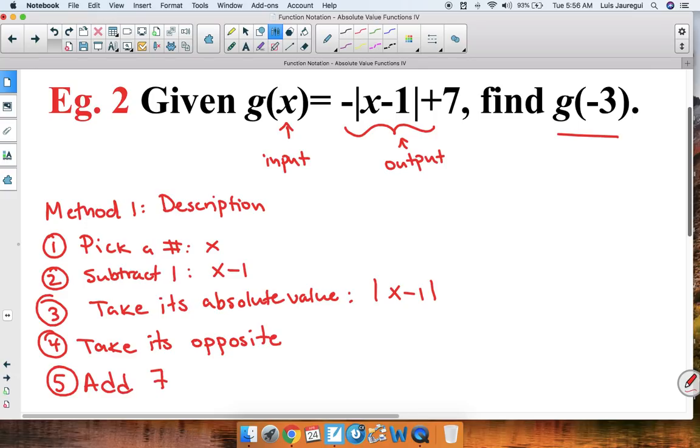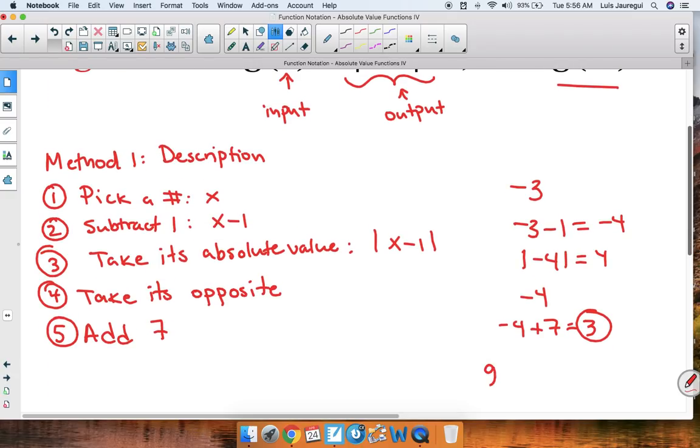Now, let's go through this sequence of steps by using the number -3. So we start off with the number. Well, that's -3. Let's subtract 1. So we have -3 minus 1 gives us -4. Then we take its absolute value. So we have absolute value of -4 is equal to 4. Now we get the opposite. So we have the opposite of 4 is -4. And then we add 7. So we have -4 plus 7, which gives you 3. Therefore, we can say that g of -3 is equal to 3.